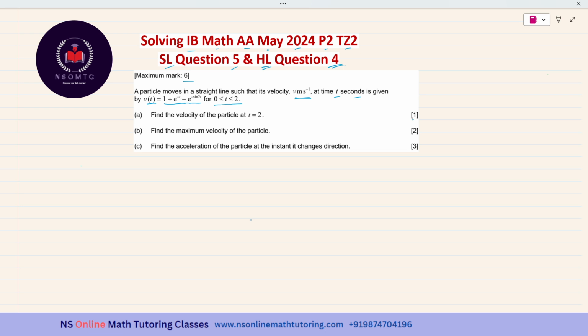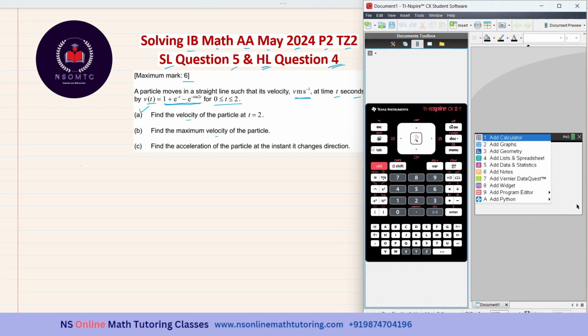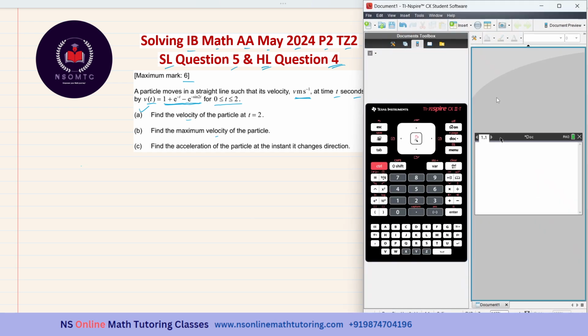So part A is: find the velocity of the particle at t equal to 2. It is carrying a single mark. I am seeing that this velocity function is needed in all the 3 subparts. So, let us first of all save this function expression. This is paper 2, so I can use the calculator. I am using the TI-Nspire CX2 calculator.